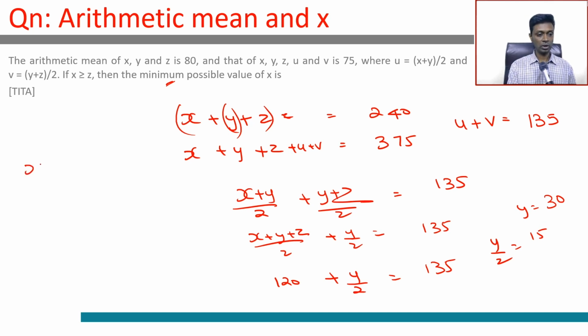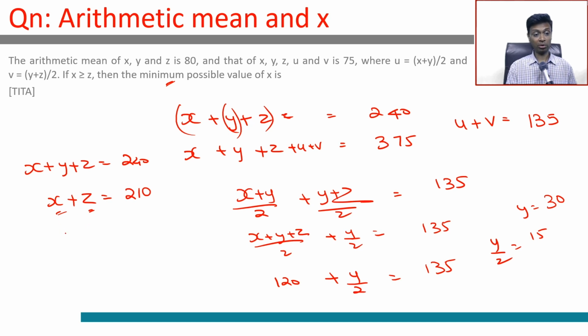Wonderful. So X plus Y plus Z is 240. X plus Z then is 210. X is greater than or equal to Z.